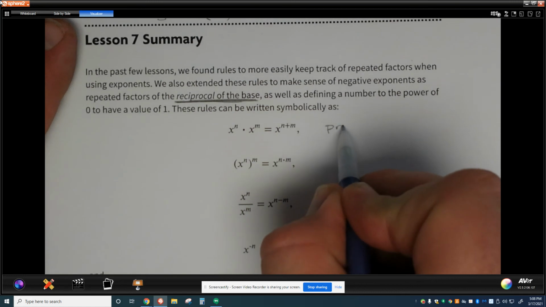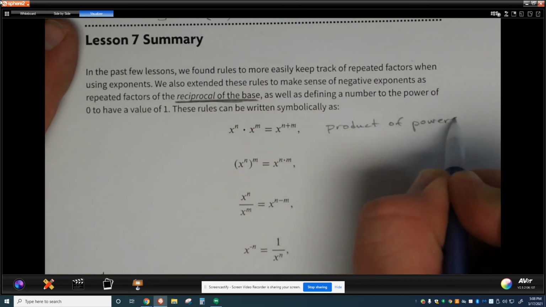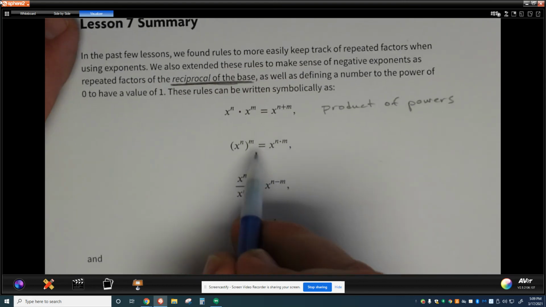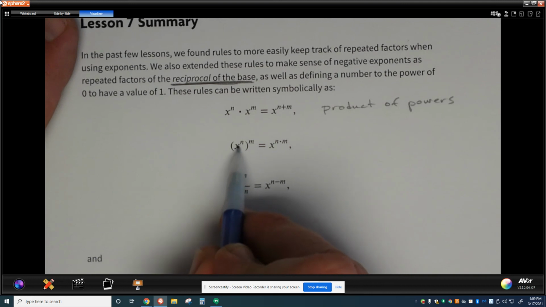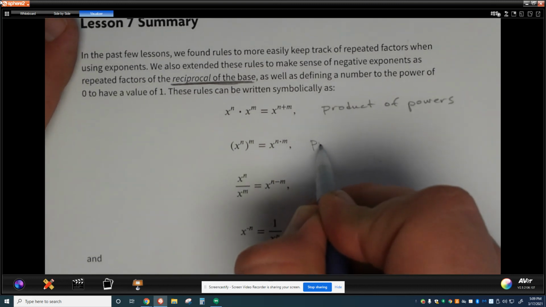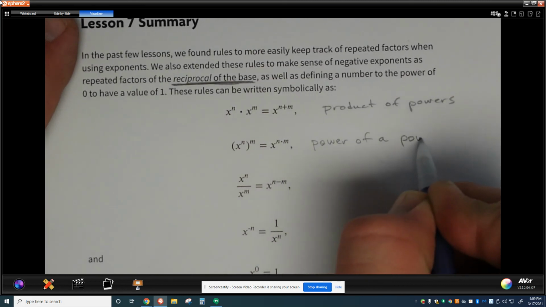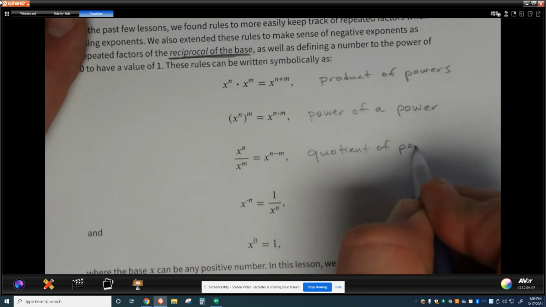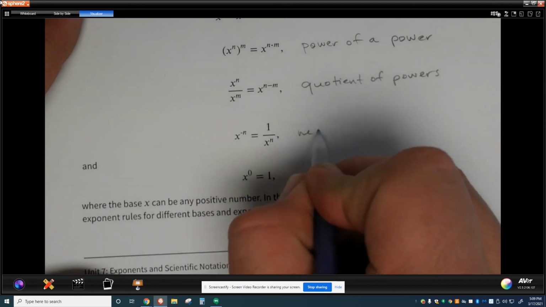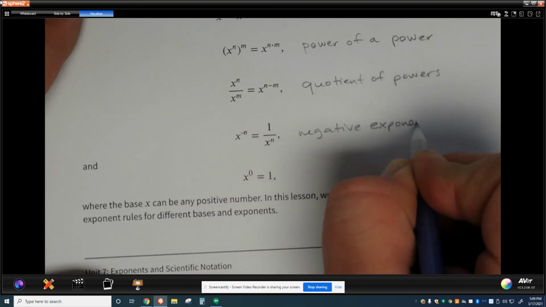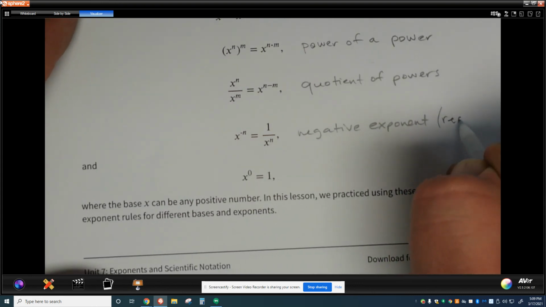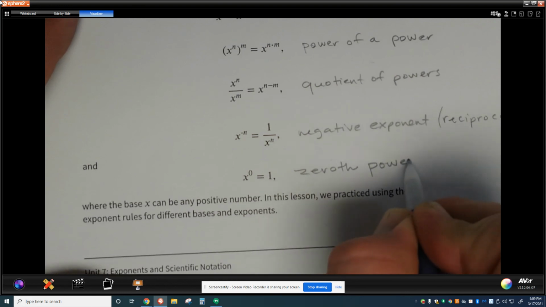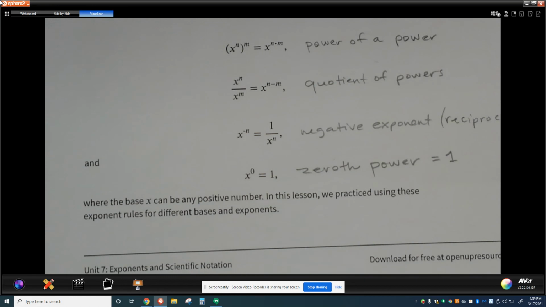The first one, product of powers. The reason we call it product of powers is because we're taking two powers multiplied together, therefore we get a product of powers. The next one, we take a power as a base, raised to another power, so we call this one a power of a power. This next one, we have division of two powers, so we call this a quotient of powers. We have a negative exponent, and we need to be thinking about this in terms of reciprocal. And then finally, we have what we call the 0th power equals 1. X can be any positive number in the world, no matter what it is.